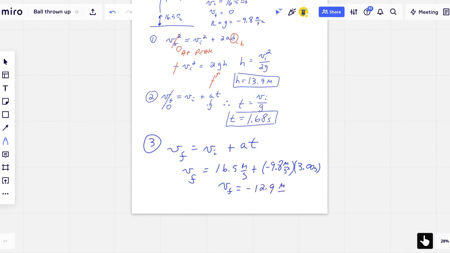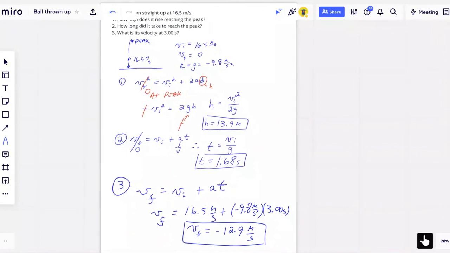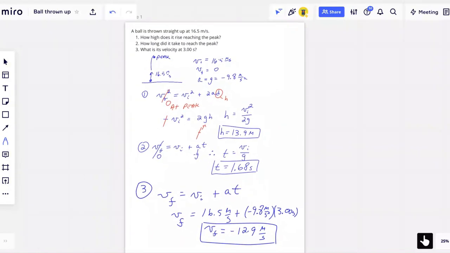12.9 meters per second. And this makes sense because 3 seconds is after 1.68, so it means it has passed the peak and it's on its way back down, okay? So when it's on its way down, it's going to have a negative velocity. All right, so there's a step-by-step solution to this type of problem.